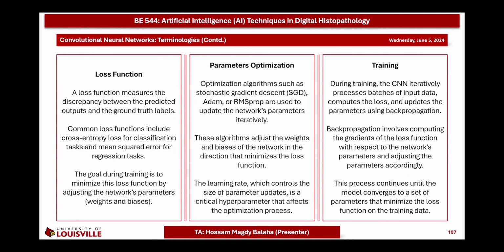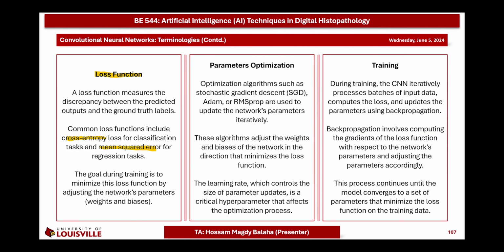As we build the model, we need to train it. So we need to introduce something called a loss function. A loss function measures the discrepancy between the predicted outputs and the ground truth labels, which will be used later for backpropagation to update the weights and parameters for the different kernels or filters. There are many loss functions that can be used, and it depends mainly on the task you are targeting. For example, cross entropy loss can be used for classification, and mean squared error can be used for regression tasks.